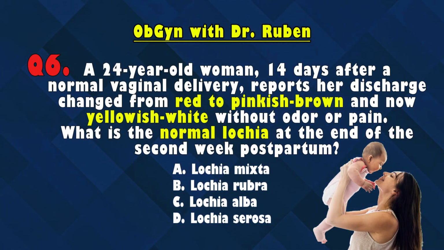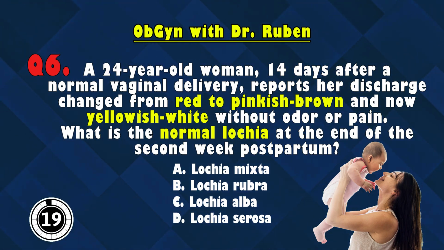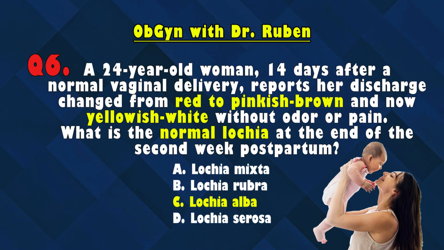Question number 6. A 24-year-old woman, 14 days after a normal vaginal delivery, reports her discharge changed from red to pinkish-brown and now yellowish-white without odor or pain. What is the normal lochia at the end of the second week postpartum? The correct answer is C, lochia alba.